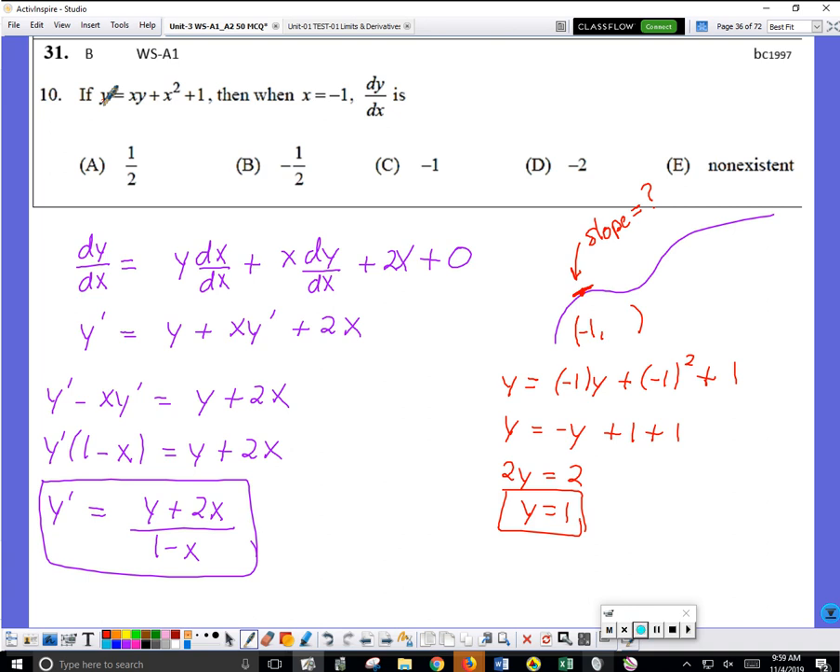How did you get from y equals -1 to 2y equals 2? So look at me, come on, look. You've got 2 minutes, look.